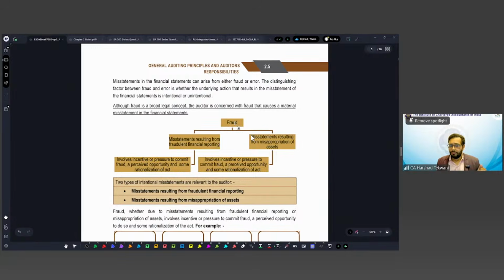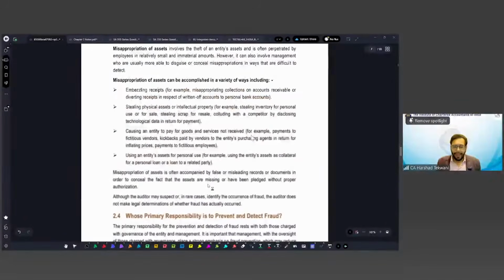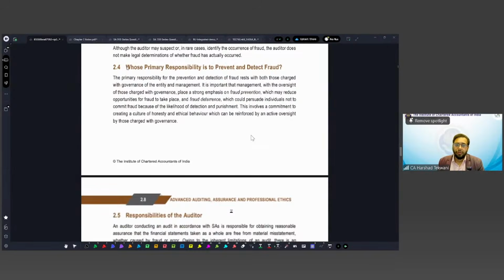Basically, it is the definition of fraud. Fraud is divided into two parts: financial reporting and misappropriation of asset. I will come to that when we come to the execution part. Okay, the types of fraud basically. Then again, going back, the primary responsibility to prevent and detect fraud.